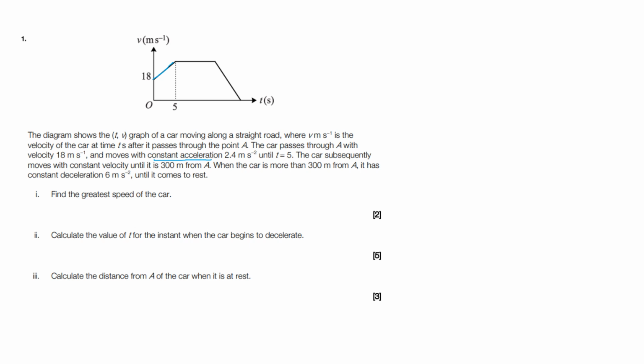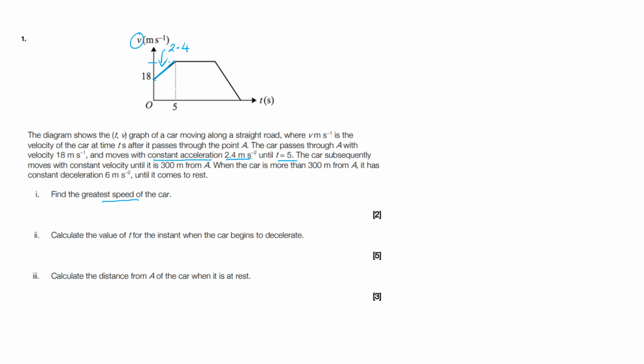Now we're told that this car has constant acceleration of 2.4 until t is 5. So that's the first section of the graph, and the acceleration is given by the gradient, so the slope of that line there is going to be 2.4. Now we're trying to find in part 1 the greatest speed of the car. The speed is on the y-axis, and the highest speed is how high that goes. So we're looking for that value on the y-axis.